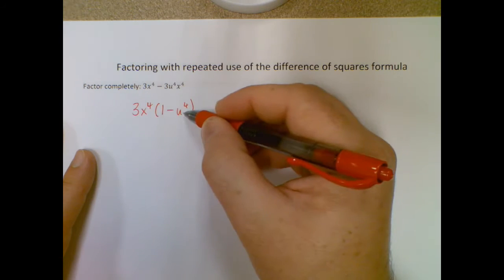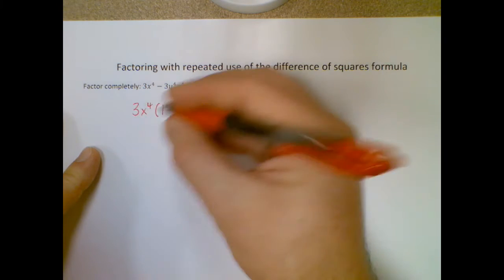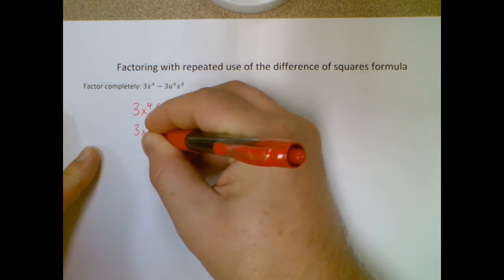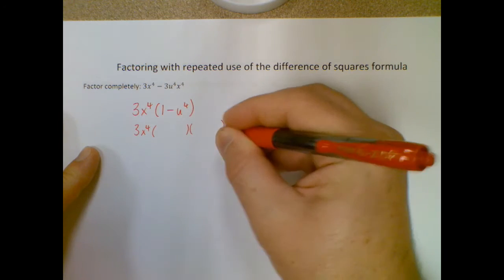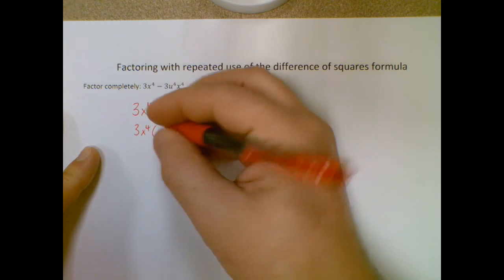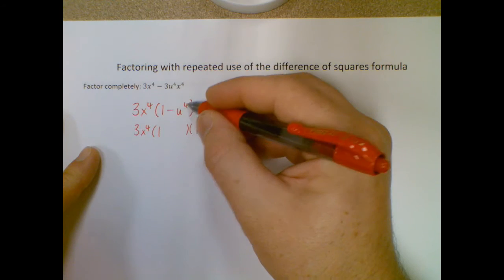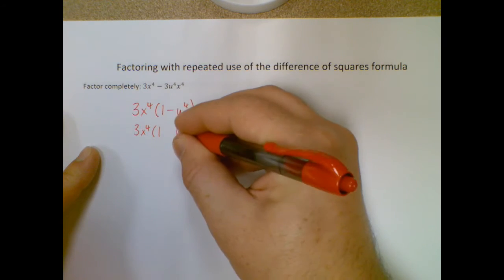But this is a difference of squares. 1 is a perfect square, and u to the fourth is a perfect square. So I'm going to bring down my greatest common factor, because it's just going to tag along. Then I'm looking for the square root of 1, which is 1. And the square root of u to the fourth is u squared.